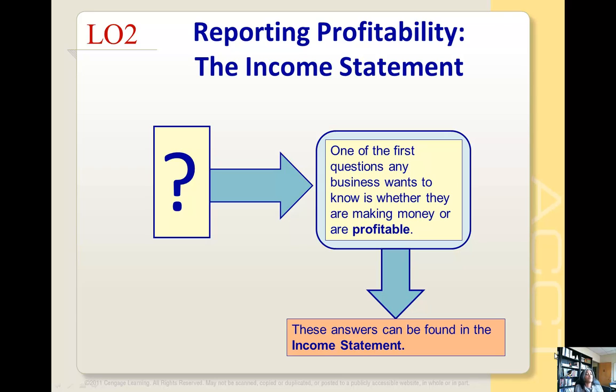So now let's move on and talk about profitability, which we will find on the income statement. One of the first questions that any business is asked is whether or not it's making money. Stated differently in accounting words, this means, is the business profitable? Does it generate more revenues than it's actually using in terms of expenses? So accounting provides answers to these questions with a financial statement called the income statement. An income statement reports a company's revenues and expenses.